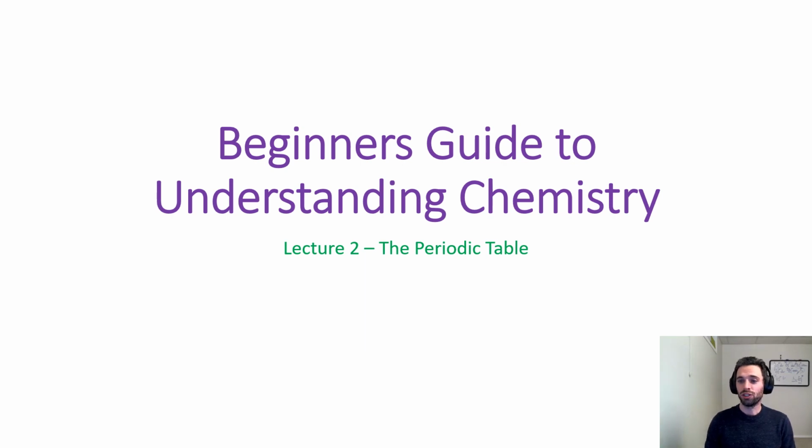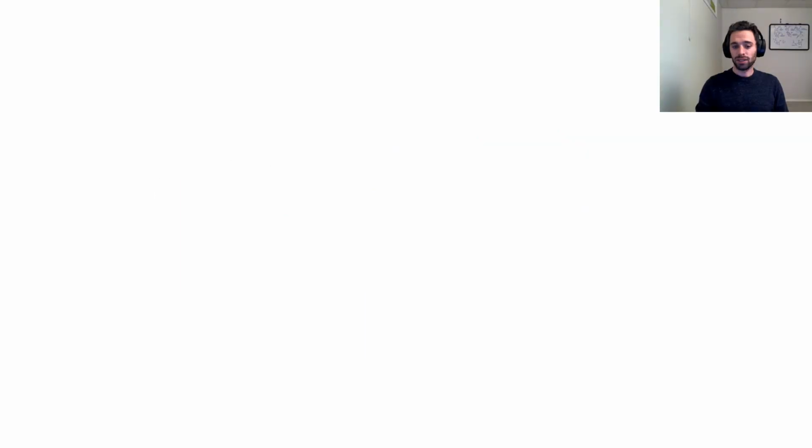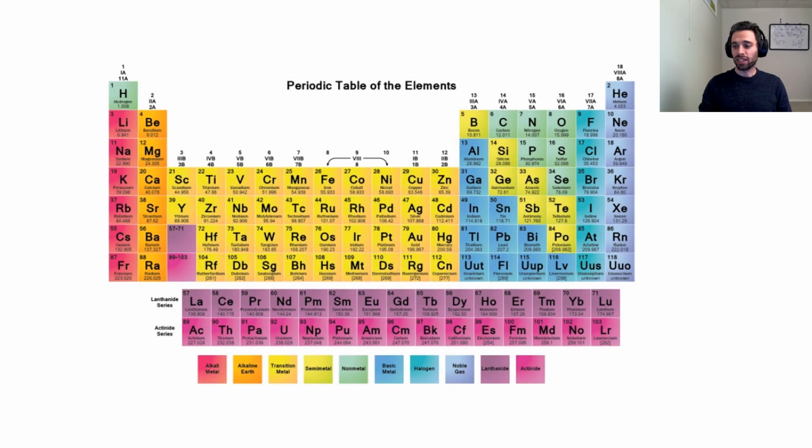Welcome to Lecture 2 in the Beginner's Guide to Understanding Chemistry. We'll spend a lot of time in this lecture talking about the periodic table of elements. Although the periodic table can look quite daunting, it's actually organized in a very systematic way that helps us understand certain properties of the elements on the table.